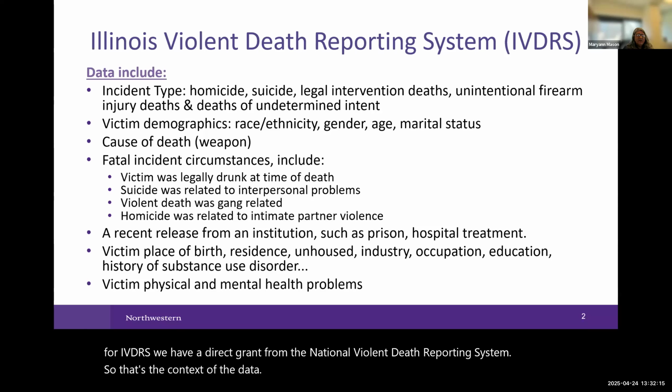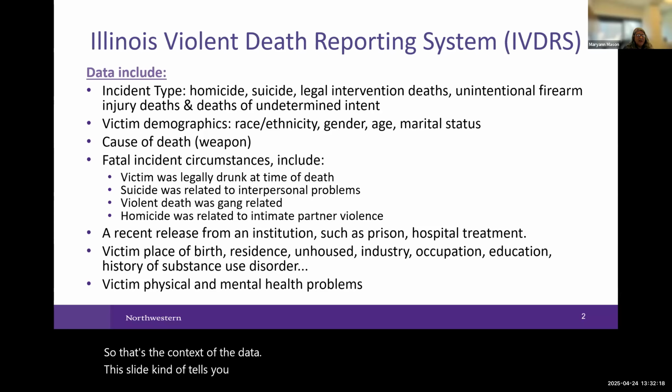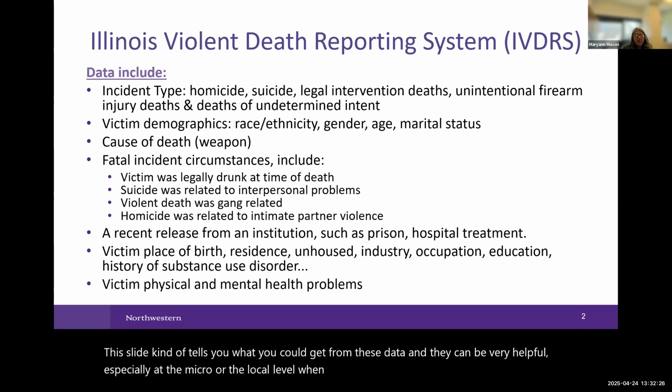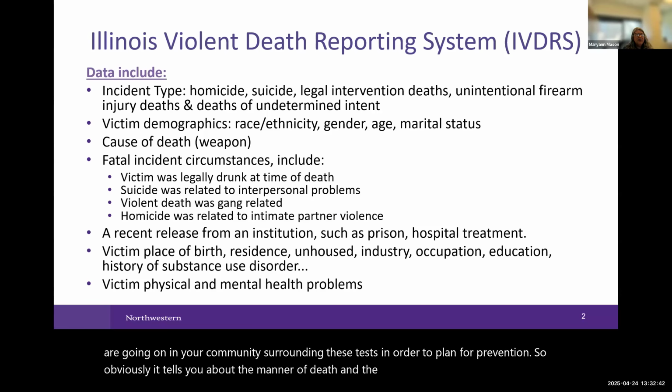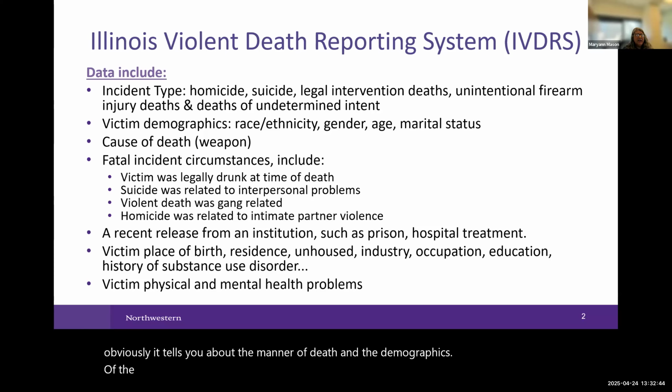This slide kind of tells you what you could get from these data. And they can be very helpful, especially at the micro or the local level, when you may want to know about what circumstances are going on in your community surrounding these deaths in order to plan for prevention. So obviously it tells you about the manner of death and the demographics of the victim who died, but we also have a lot of detailed information around the circumstances that were going on.